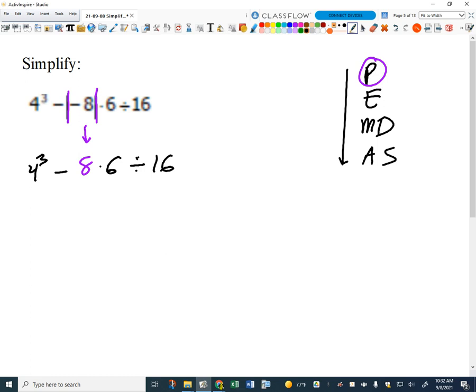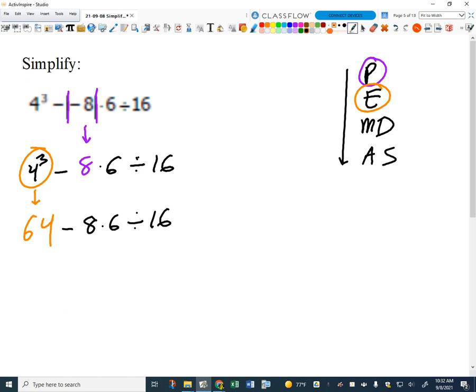So then exponents, good. So then we come down to exponents. Well, there is an exponent here, isn't there? We've got 4 cubed. What's that? 64. 4 times 4 times 4. So that gives us 64 minus 8 times 6 divided by 16.